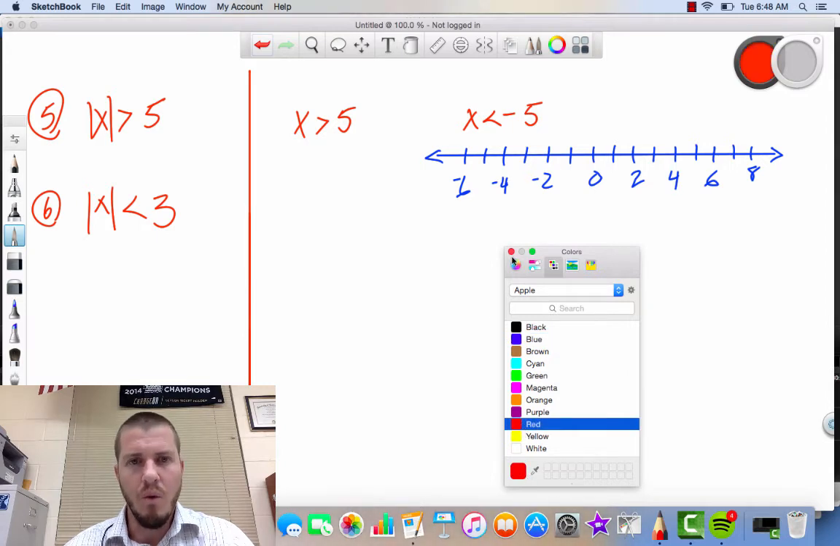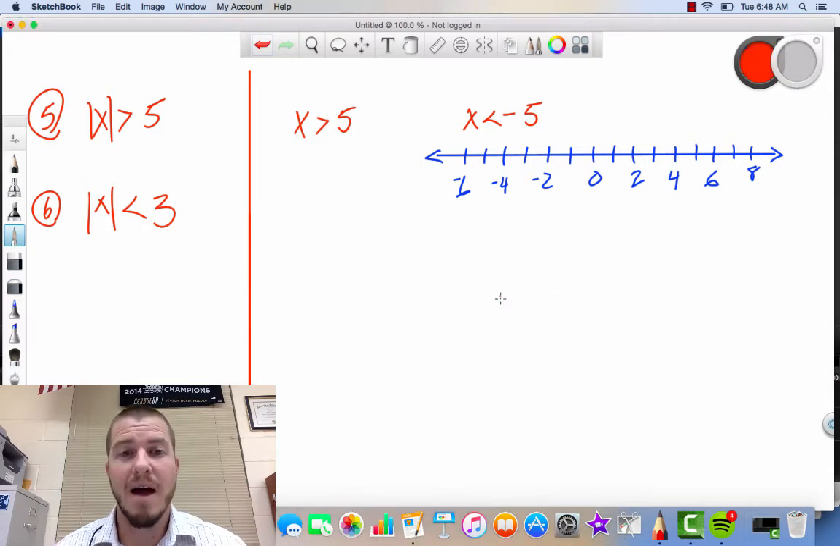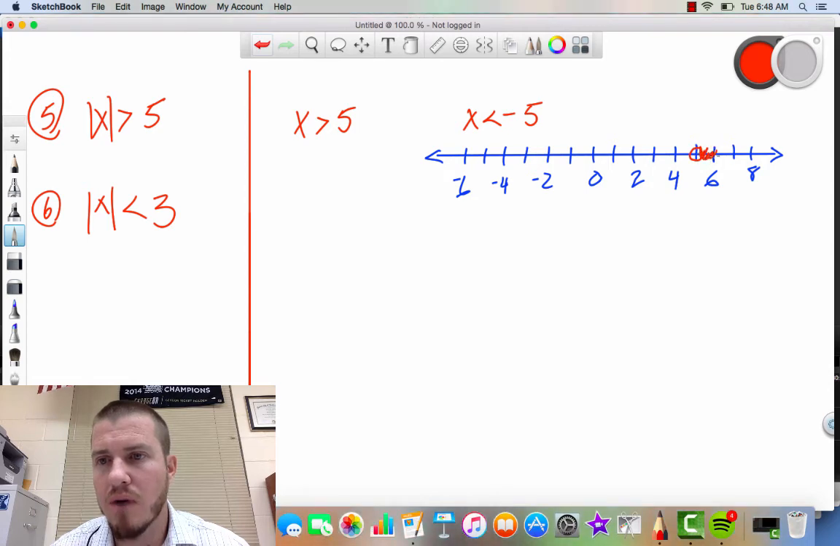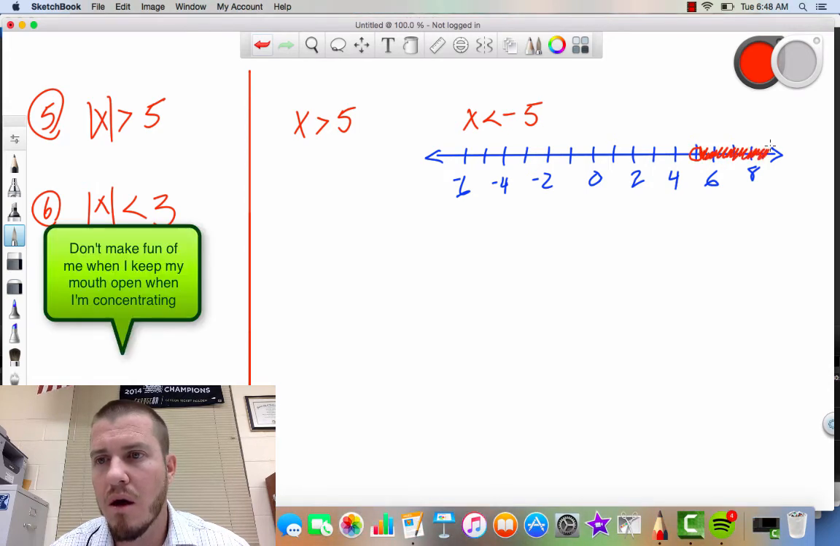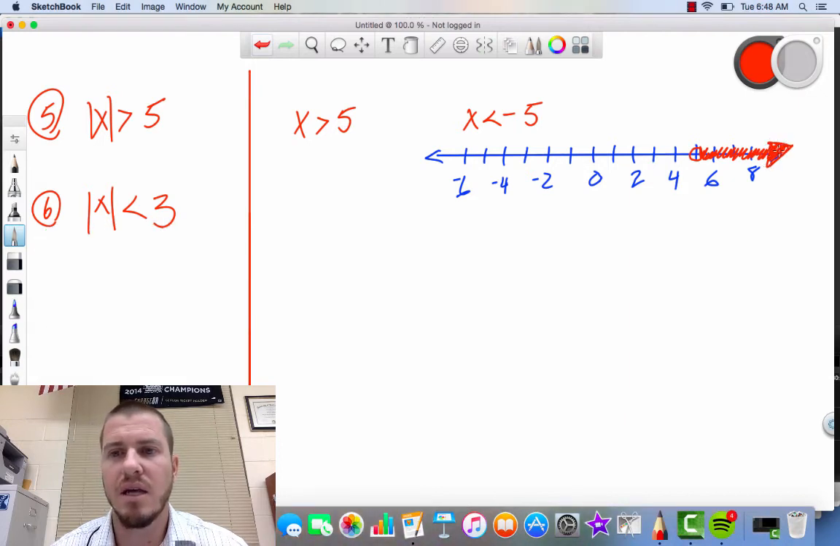So when you graph that, I have x is greater than 5, so that's here, and greater than is going to be going to the right. And then x is less than -5, and that's going to be here, open, and that's going to be going to the left. So from this graph, you should see that this is an "or" problem.